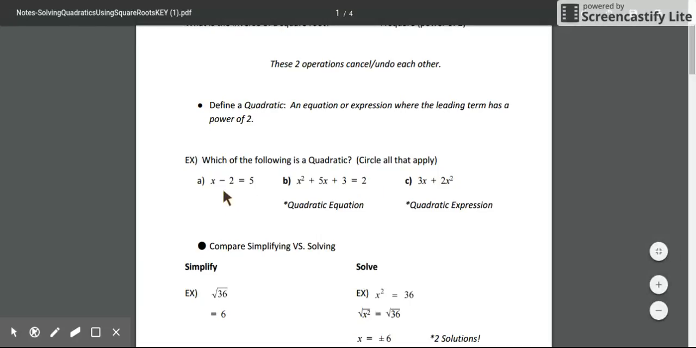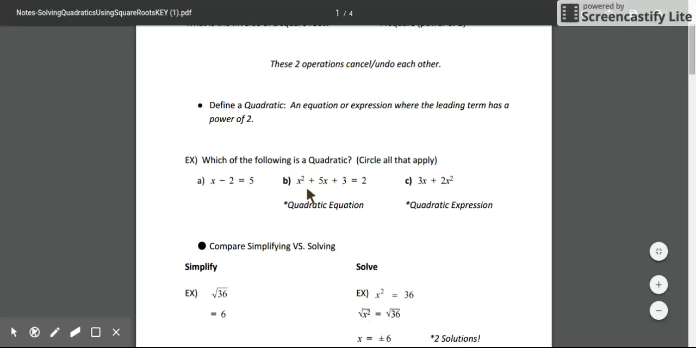Well, the first example, the leading term is the variable x, and that's just being raised to the first power. So that's not being raised to a power of 2. That's not a quadratic. This is actually a linear equation. But example B here is a quadratic, and it's actually a quadratic equation because it's a quadratic with an equal sign. And the leading term here is x squared.